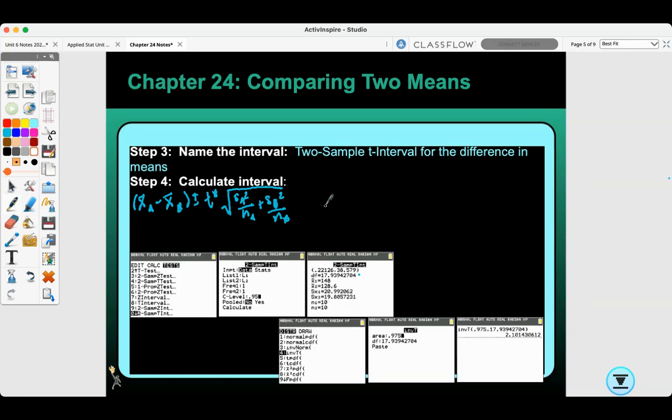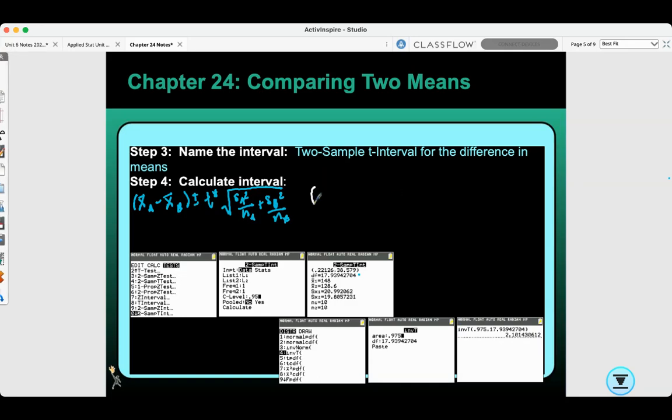So we need to go ahead and plug all of this in. So we would have our mean would be 148 minus 128.6 plus or minus t star was 2.101 times the square root of our standard deviation is 20.99 squared all over 10 plus our standard deviation for plane B is 19.81 squared all over 10.